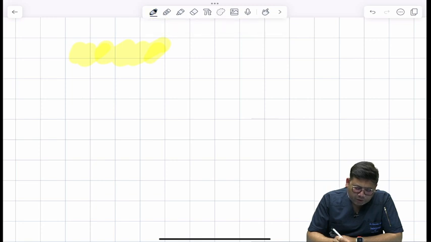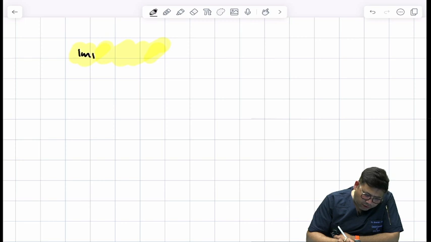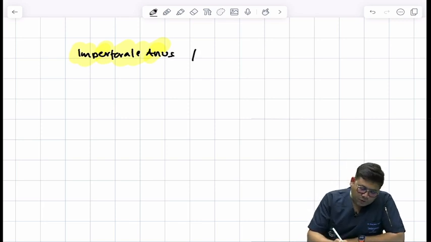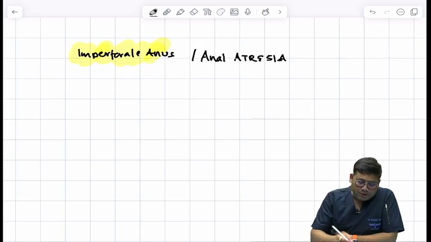Now, very quickly we shall discuss the concept of imperforate anus. Very important for your exam. 90% of the students are always confused. So, when we talk about imperforate anus, or let us talk about the concept of anal atresia also in that case. So, anal atresia or imperforate anus. What are the take home points? What are the most important things that we need to understand?